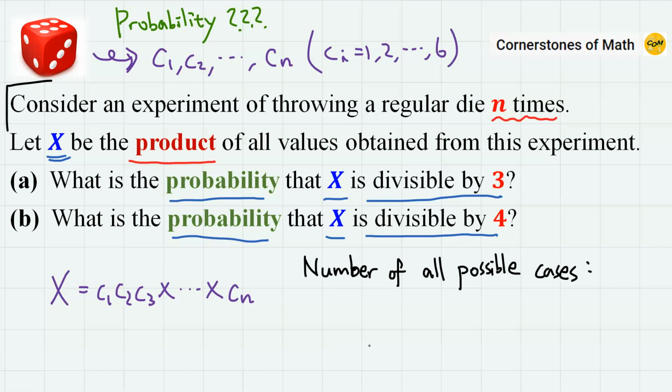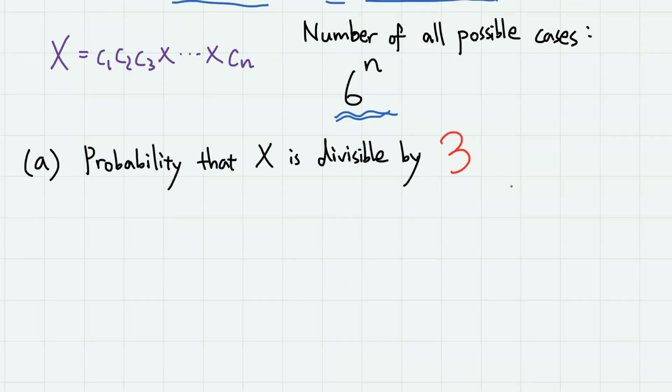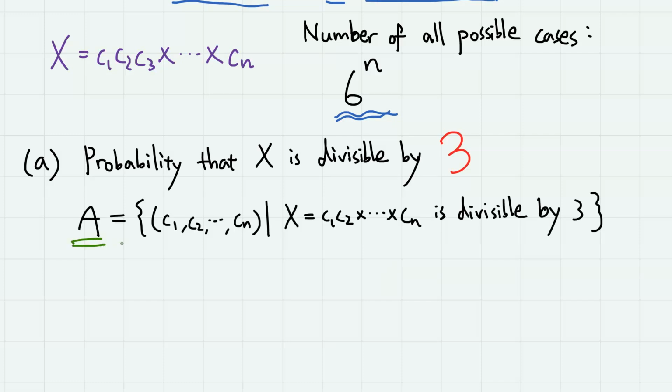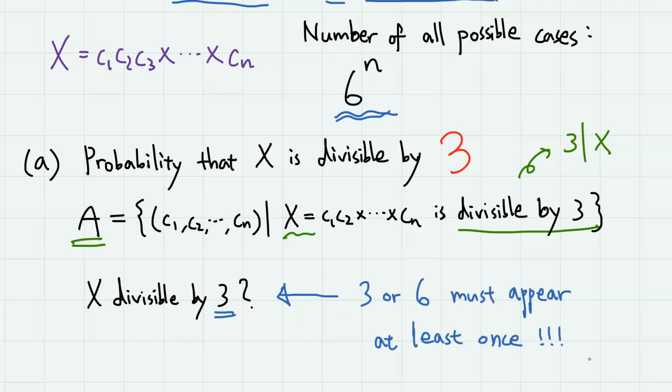Alright, first, what is the number of all possible outcomes with these n trials? This is easy. The number of all possible cases is simply 6 to the power of n. Now let us take a look at the first problem. Probability that x is divisible by 3. Here, let A be the event that x is divisible by 3, which we can also write like this. In order for x to be divisible by 3, the multiples of 3, in this case 3 or 6, must appear at least once during n trials.